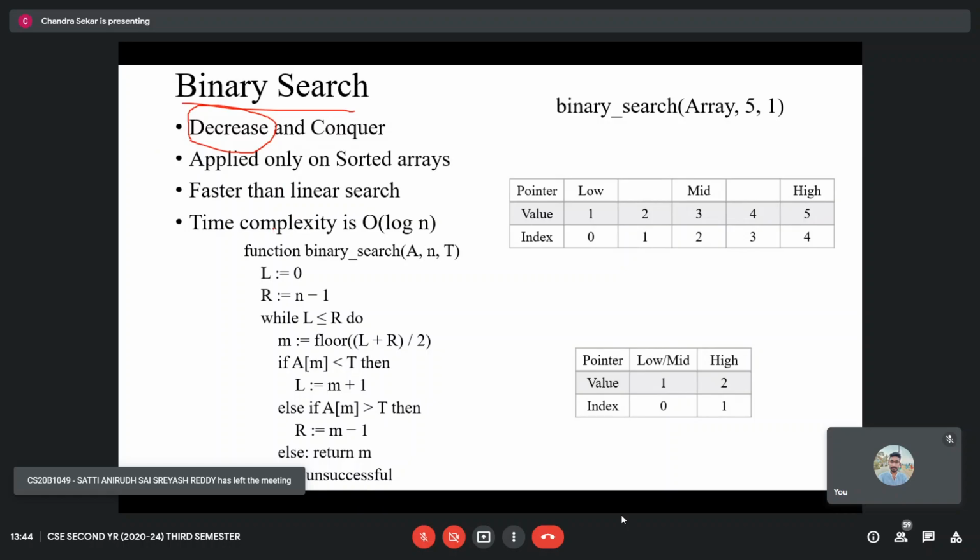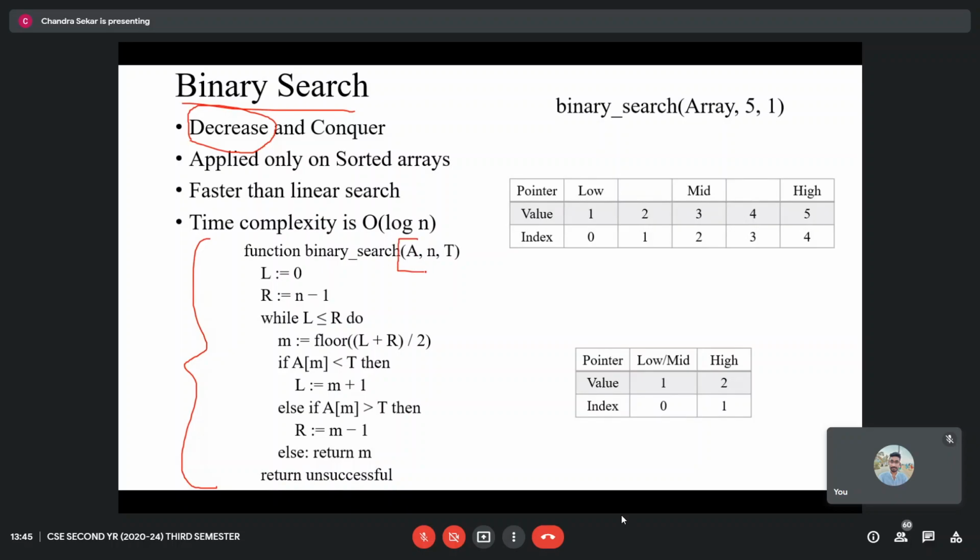And this binary search is applied on sorted arrays, and it is faster than the linear search. The time complexity is order of log n, whereas in the case of linear search it is order of n. So I hope you are familiar with this binary search algorithm.